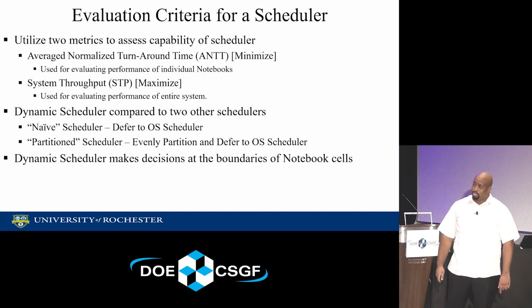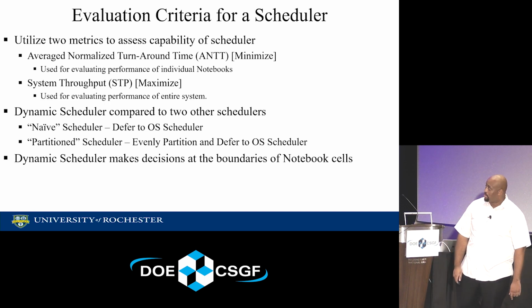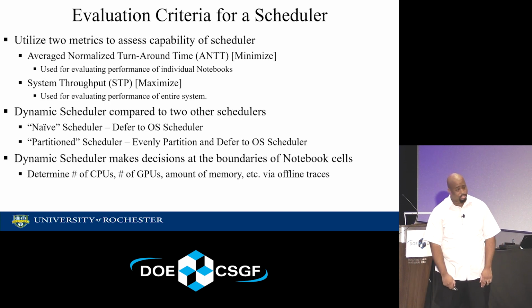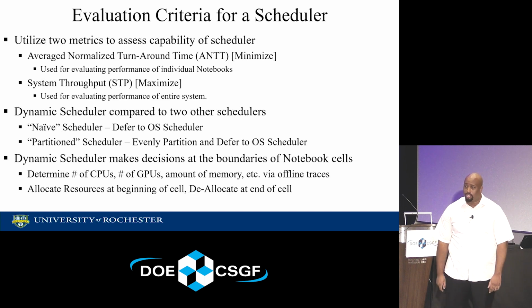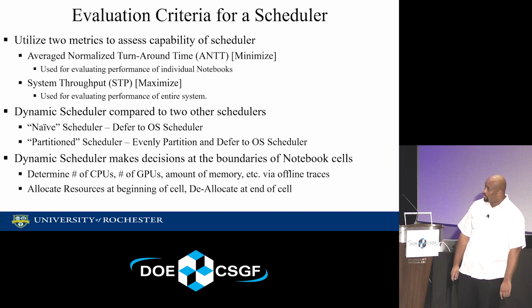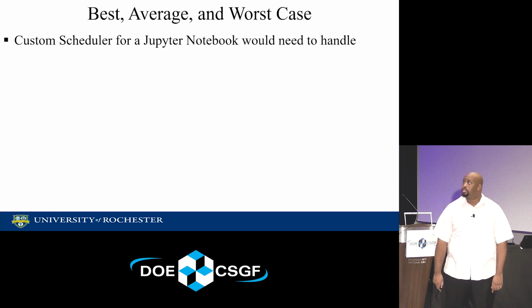The dynamic scheduler, on the other hand, makes decisions at the boundaries of each notebook cell. So it determines number of CPUs, GPUs, amount of memory, all via offline traces. And it allocates resources at the beginning of a cell and deallocates it at the end.